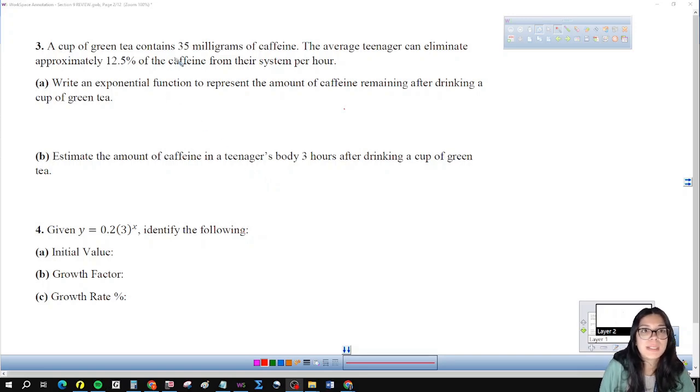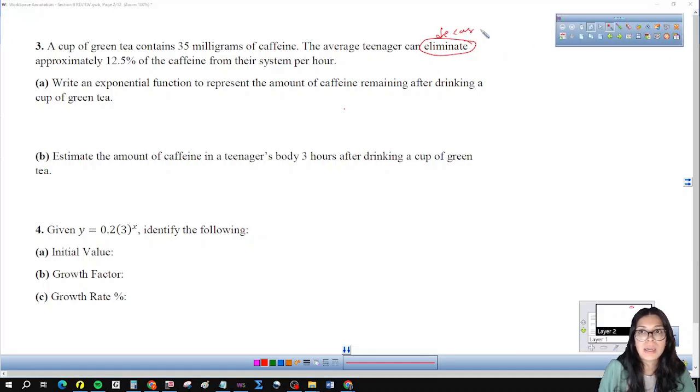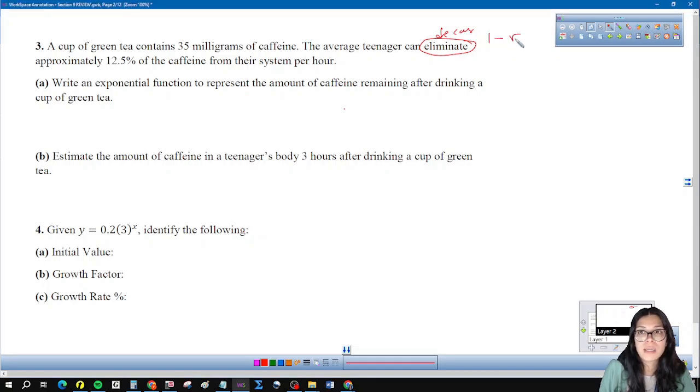All right, number 3, a cup of green tea contains 35 milligrams of caffeine. The average teenager can eliminate approximately 12.5% of caffeine from their system per hour. Okay, so we are getting rid of the caffeine, right? So this is a decay question. Now, the decay factor is going to be 1 minus the rate. So the rate as a decimal would be 0.125, all right? And we started with 35 milligrams of caffeine, so that's our starting initial value.